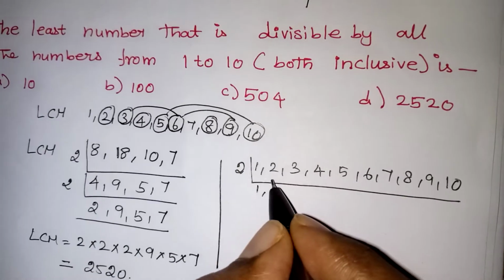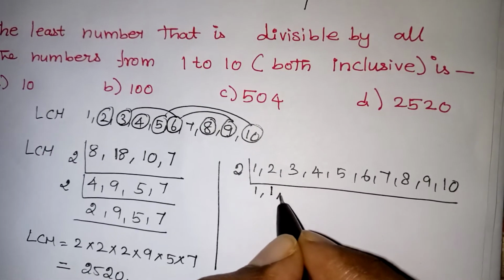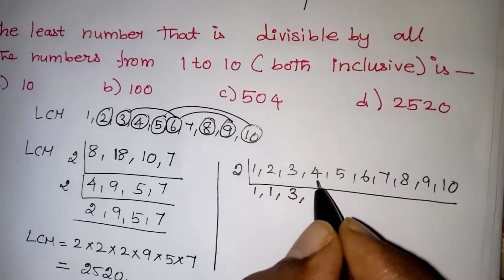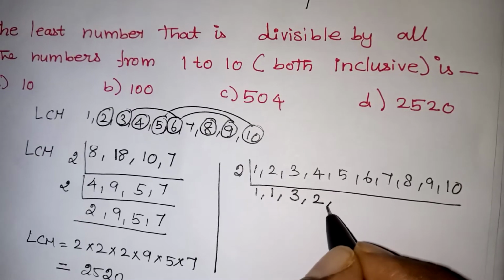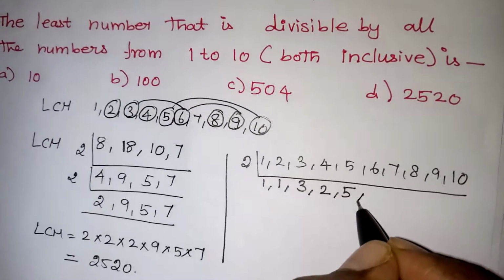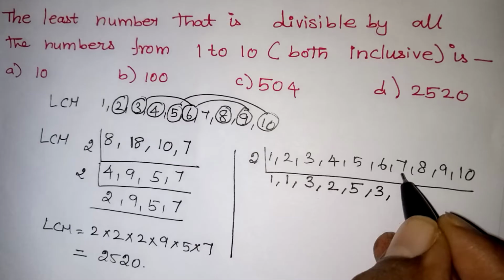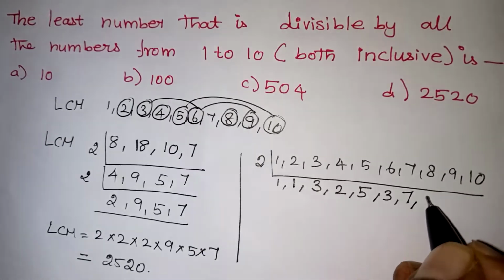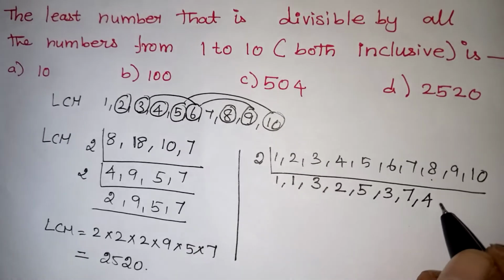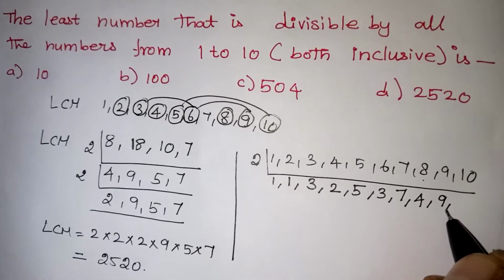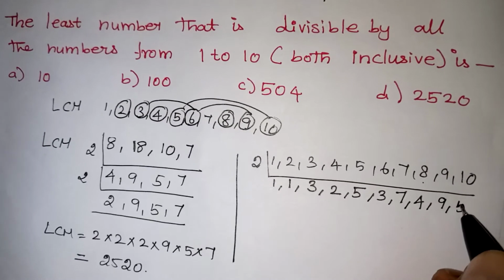So 1, it will be 2 ones are 2. 3 will not come in the 2 table. 4 will be coming 2 times. 5 will not come in the 2 table. Write as it is. 6 will come 3 times. 7 will not come in the 2 table. Write as it is. 8 will come 4 times in the 2 table. 9 will not come in the 2 table, and this one, 5 2s are 10.